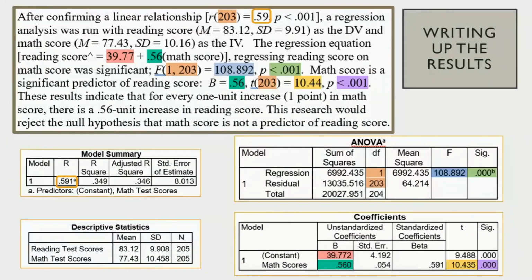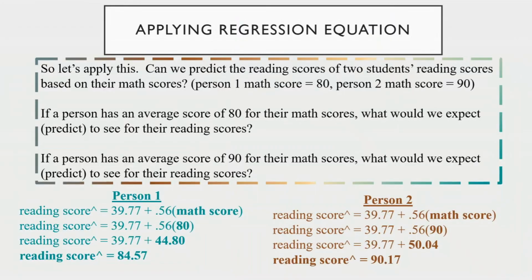Now, the really special thing about regression analysis is we're not always done at this point, because we say that we can predict things. So let's apply it. Let's take that regression equation and use it for what it's intended and try to apply some numbers. So, can we predict two students' reading scores based on their math scores? Person 1's math score is 80 and person 2's math score is 90. So what's the question we're trying to answer? If a person has a math score of 80, what would we expect or predict to see for their reading score? And if a person has a score of 90, what would we expect to see?